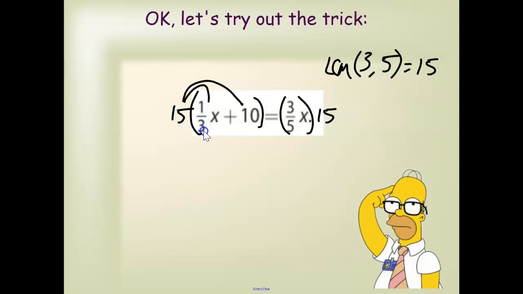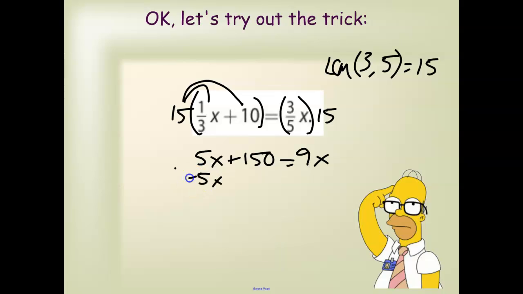I can just multiply across and divide. So if I go 15 times 1, 15 divided by 3 is 5. So now I got 5x. 15 times 10 is 150. And then over here, if I go 15 times 3, I get 45 divided by 5, and that gives me 9x. And now I have a problem with no stinking fractions in it.